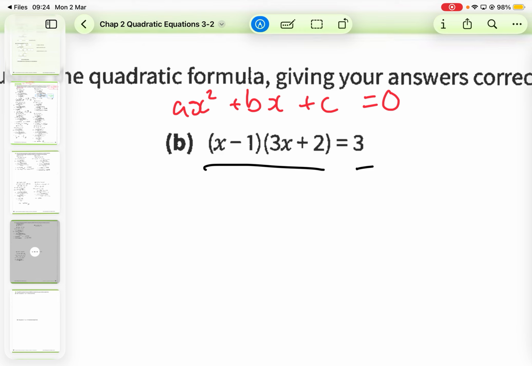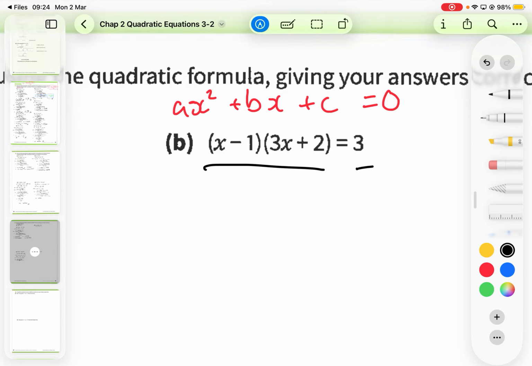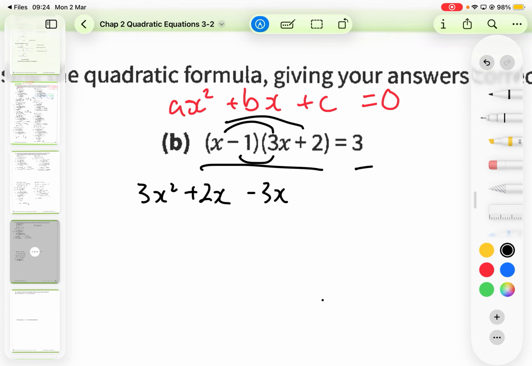So this one is a simplified form. I don't want the expression to be in the factorized form, bracket times bracket. So I need to expand this out also. Okay, so when I'm expanding this out, x times 3x will give me 3x squared. X multiply 2, 2x. Negative 1 times 3x, negative 3x. Negative 1 times 2, negative 2.